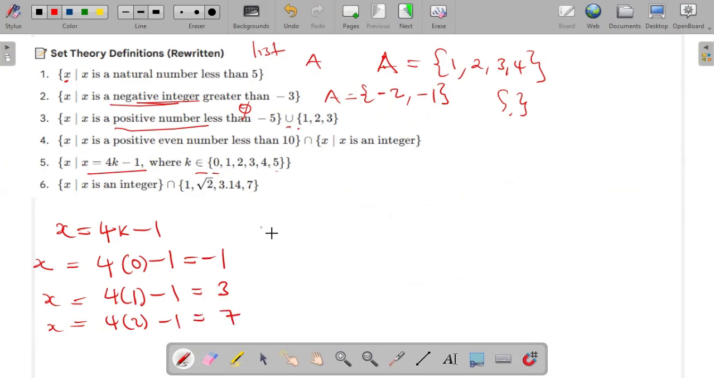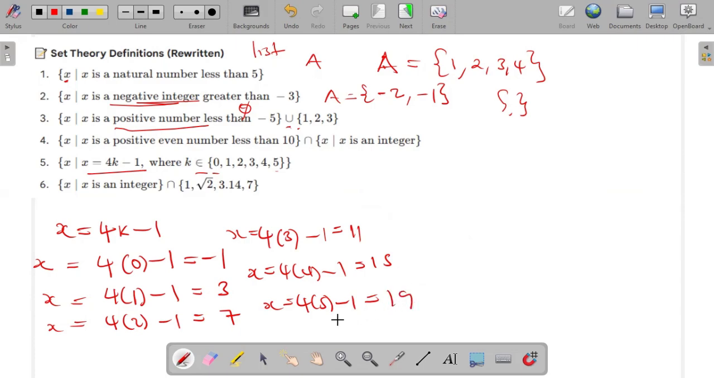Then when k is 3, I'll have 12. 12 minus 1 gives me 11. When k is 4, then I'll have 16. 16 minus 1 gives me 15. Then when k is 5, which is the last number, 4 multiplied by 5 is 20. 20 minus 1 gives me 19. So these are the values that I'm going to have for x.